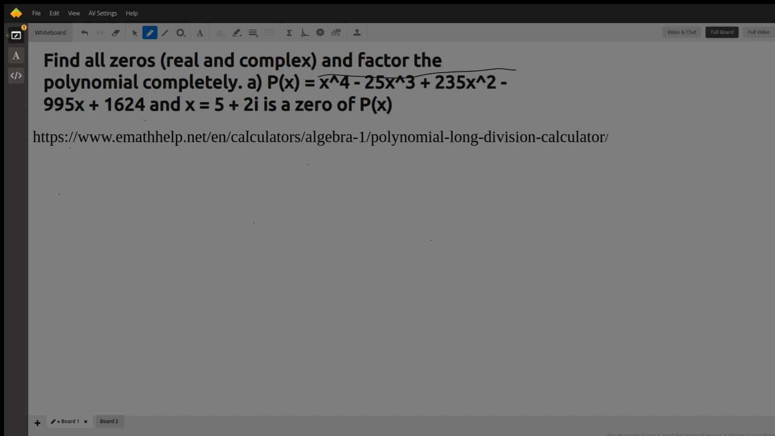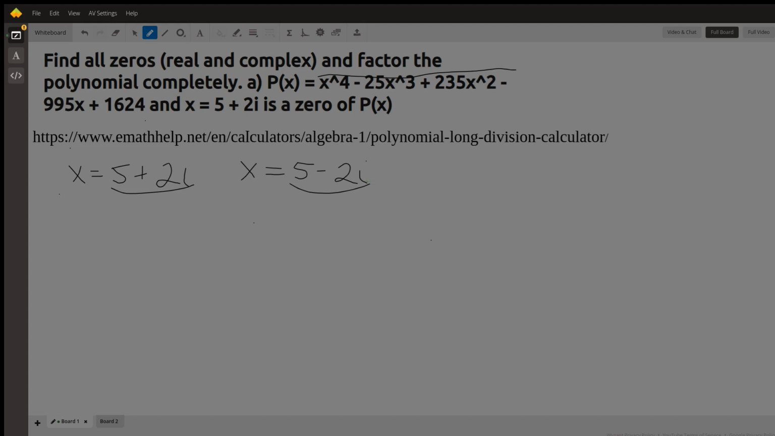One of the zeros, x equals 5 plus 2i. This is a complex zero with non-zero imaginary component. They always come in pairs. If one is 5 plus 2i, the other one is x equals 5 minus 2i. So the question says find all zeros. One is given, 5 plus 2i. Here's another one, 5 minus 2i.